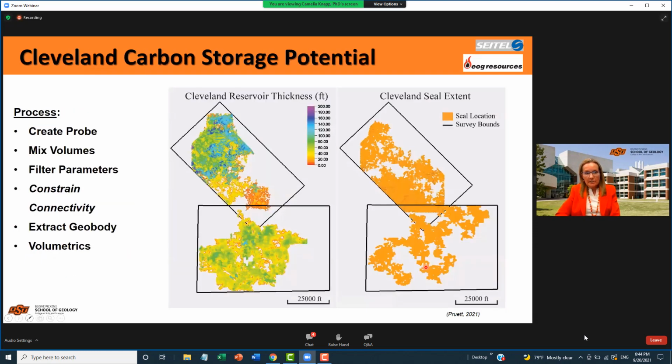Anyway, moving here, showing the Cleveland carbon storage potential, the reservoir and the seal. And here on the left, that's the spatial... okay, so the Cleveland shows intervals of high porosity overlain by low porosity. So basically, Payden did the same workflow, the same exact analysis, and these are just the resulting thickness maps for the reservoir and the seals for the Cleveland, and I will show Skinner next.